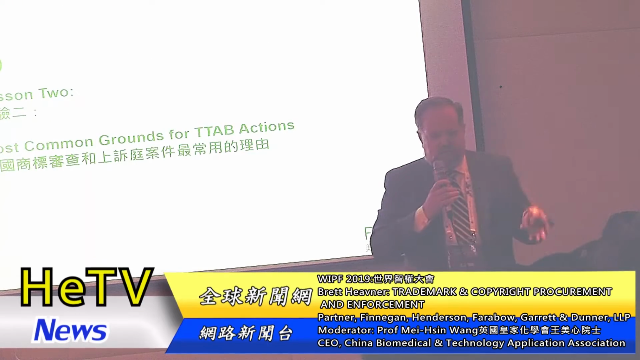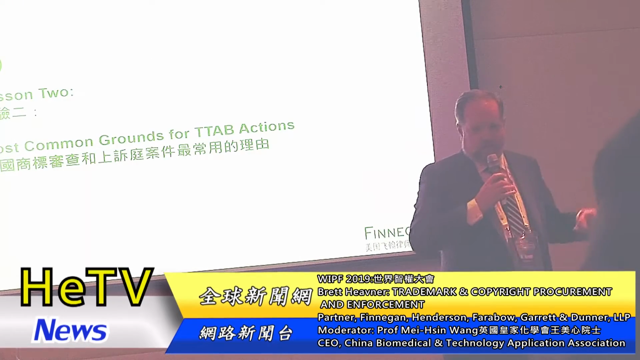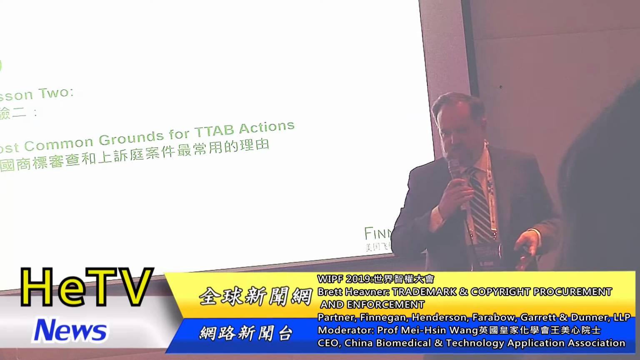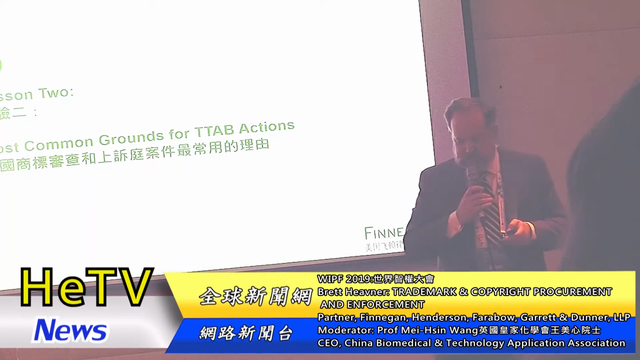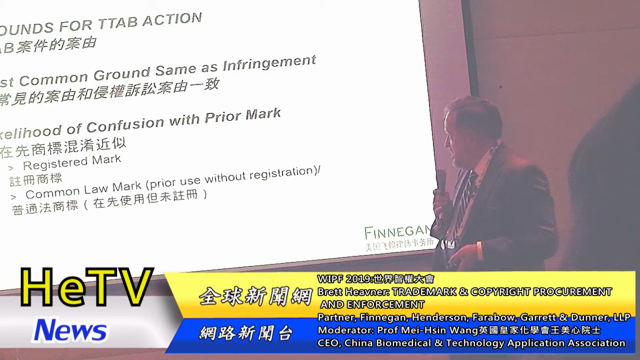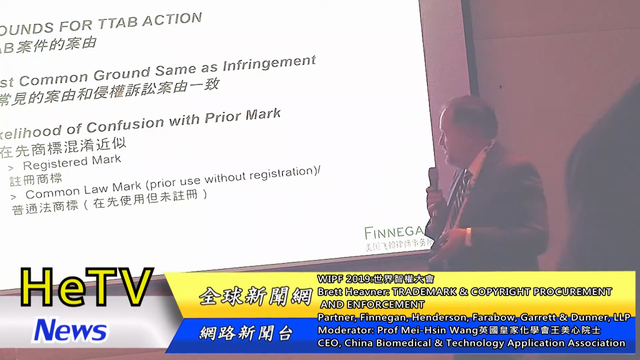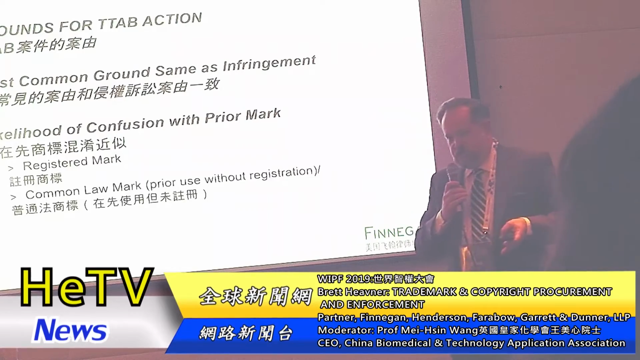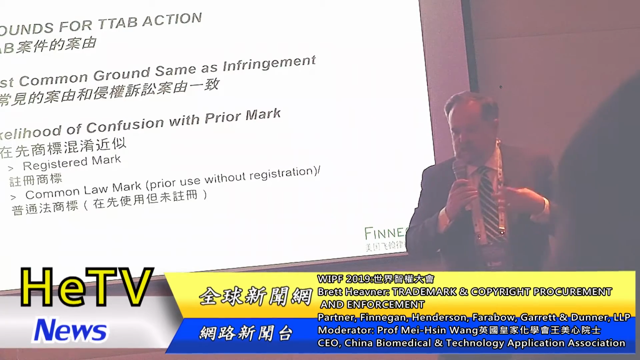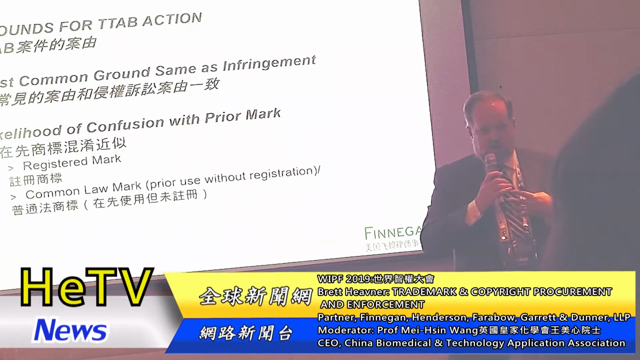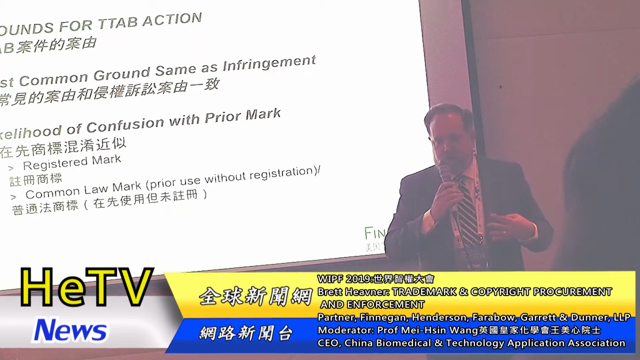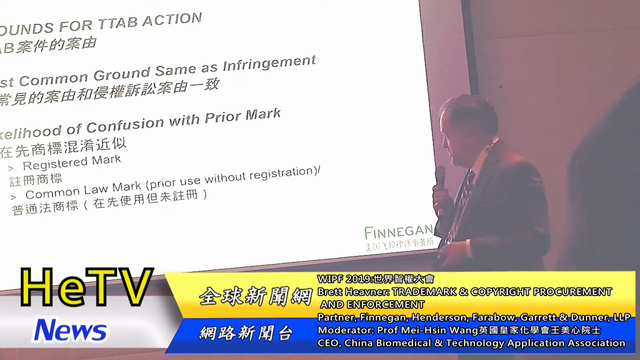All right, so as Dermot mentioned, there's lots of different grounds that you can raise for your oppositions or your cancellations. So let's talk about some of the most common ones. The most common one, obviously, is likelihood of confusion. That is that you believe that the application or the prior registered mark is likely to be confused with your mark, to which you have some sort of prior rights, either a prior registration or prior common law rights.